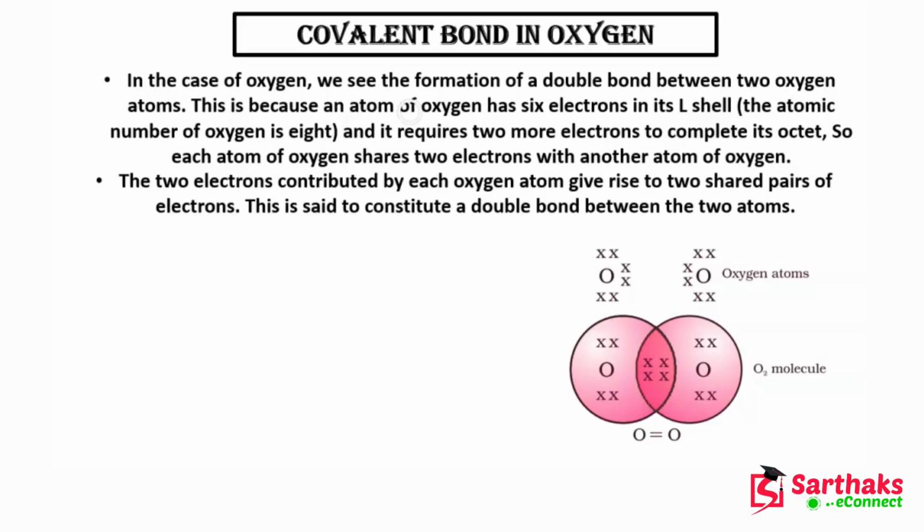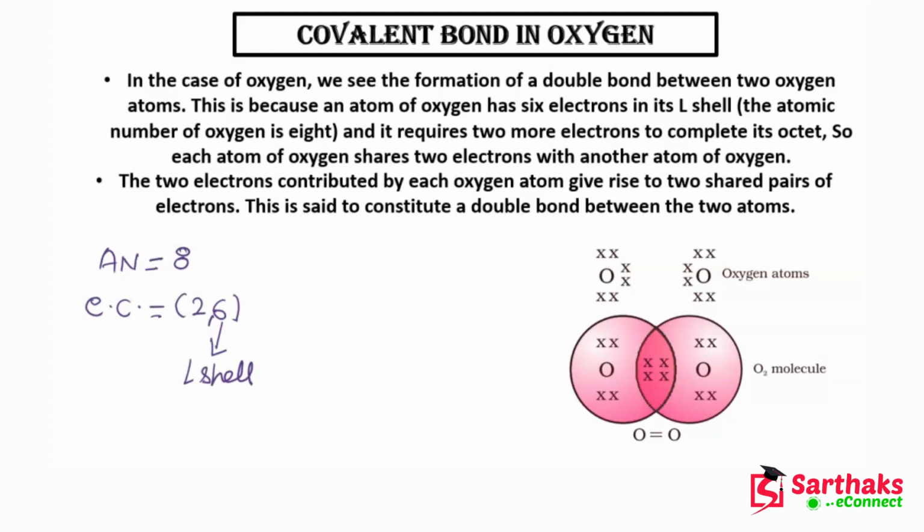This is because an atom of oxygen has 6 electrons in its L shell and it requires 2 more electrons to complete its octet. So basically guys, we all know that oxygen has atomic number 8. If I write the electronic configuration for oxygen, then it will be 2 and 6. Now in the L shell you can see there are 6 electrons.